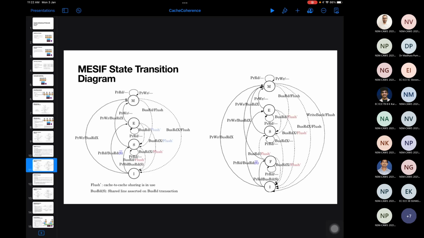Now, if you see here, let us say a block is there in a modified state. Core 2 has the data in a modified state. Now, core 1 wants the data to be read. What are we going to do? Core 2 has the data in a modified state and core 1 wants the data for a read operation. What are we going to do? Can anyone answer this?